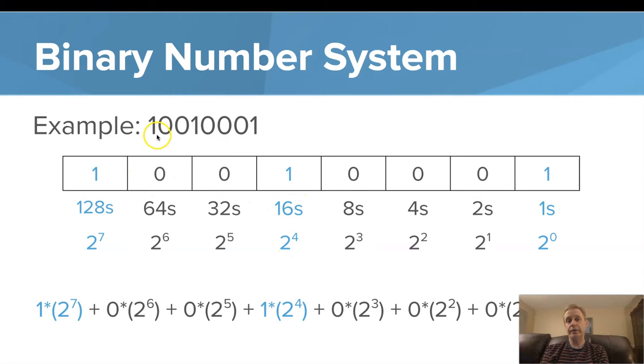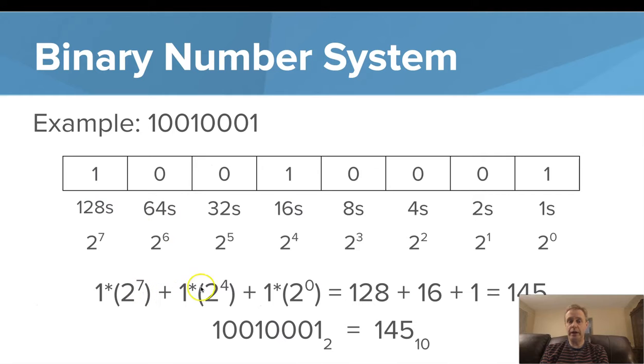So this binary number, which has 8 bits, because of the ones here, here, and here, would mean that we have one of these 2 to the 7's, or 128's. This number here would represent that we have one of these 2 to the 4ths, or 16's. And then this 1 here would mean that we have one of these 2 to the 0's, or 1's. And so this binary number would equal 128, 16, and 1, which adds up to 145. So this binary number equals 145 in decimal.